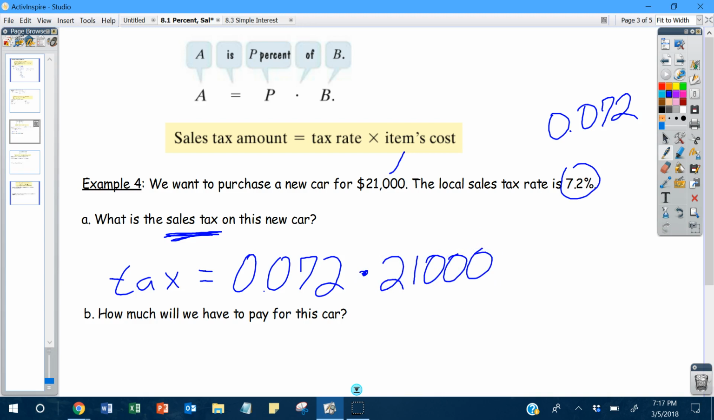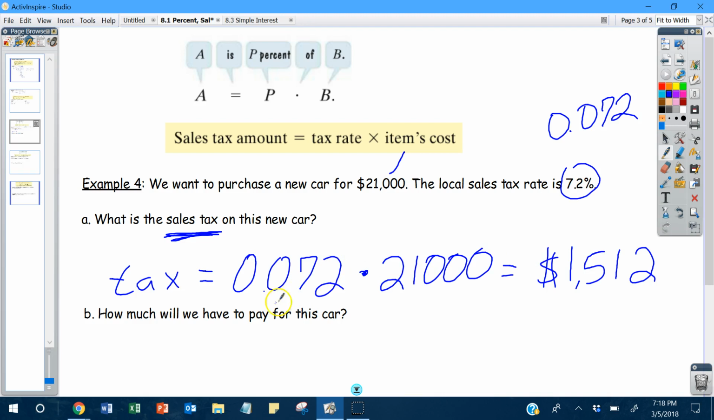So I'm going to do the multiplication in my calculator. 0.072 times 21,000. And I get 1,512. So that's the tax. Okay, so that's how much will be added to the cost of this car when we actually buy it. We'll call it the tax.